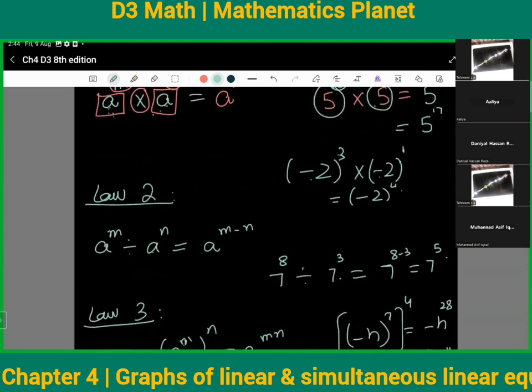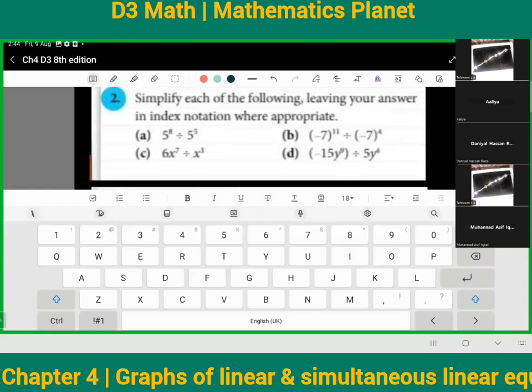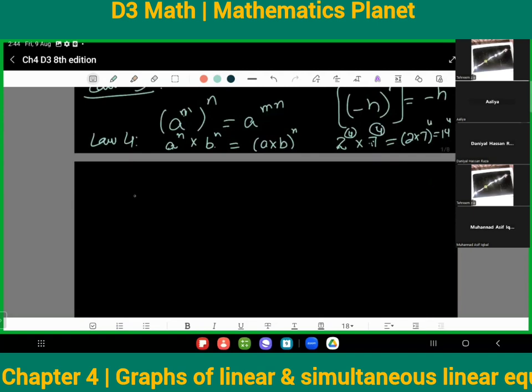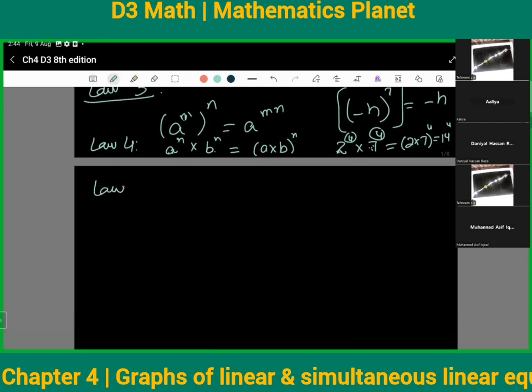Another rule is, if we have same... this will be law 5. If we have same powers but different bases and with the sign of division. Here we have same powers, different bases with the sign of multiplication. If we have same powers but different bases with the sign of division, we can write it like this. First of all, we will divide a by b and then we can take the power n.